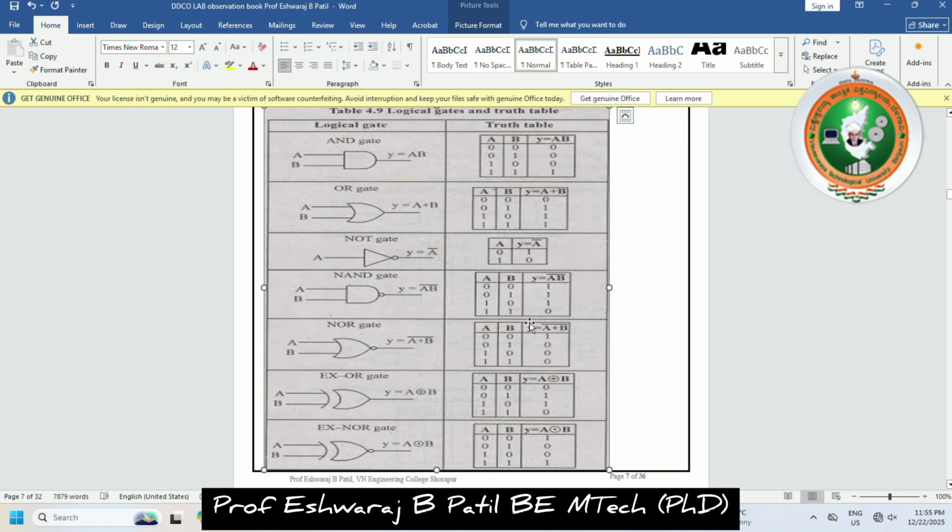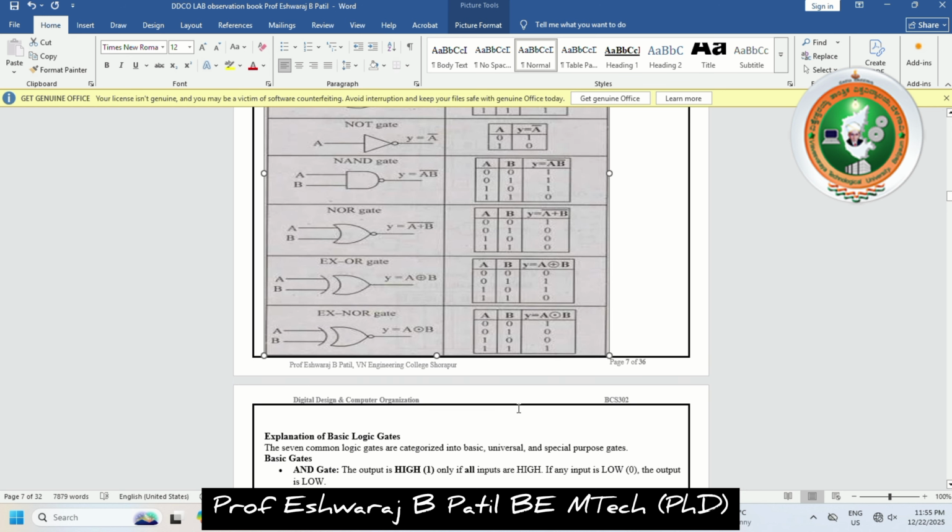We can see the truth table. We can compare the truth table of the AND gate and the NAND gate. There we will get the complement of the output of the AND gate. The AND gate's complement is the NAND gate. In the AND gate, only when both inputs are high is the output high. But in the NAND gate, when both inputs are high, the output is low.